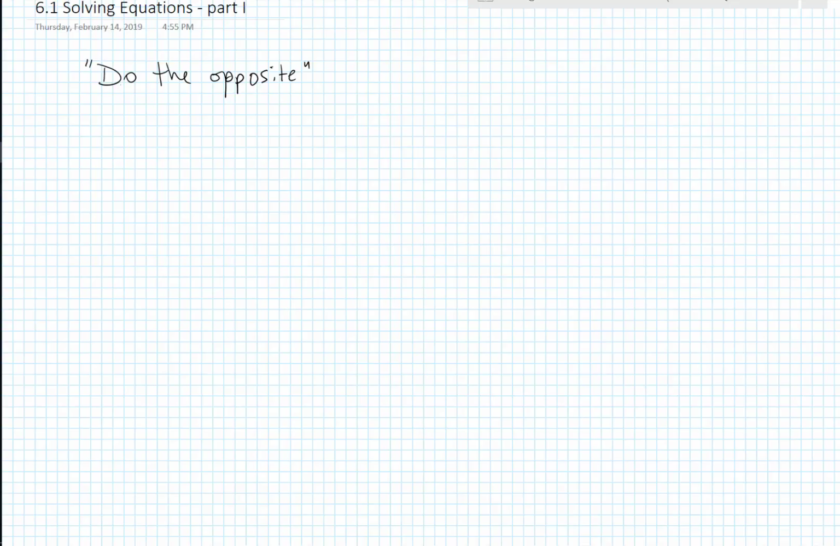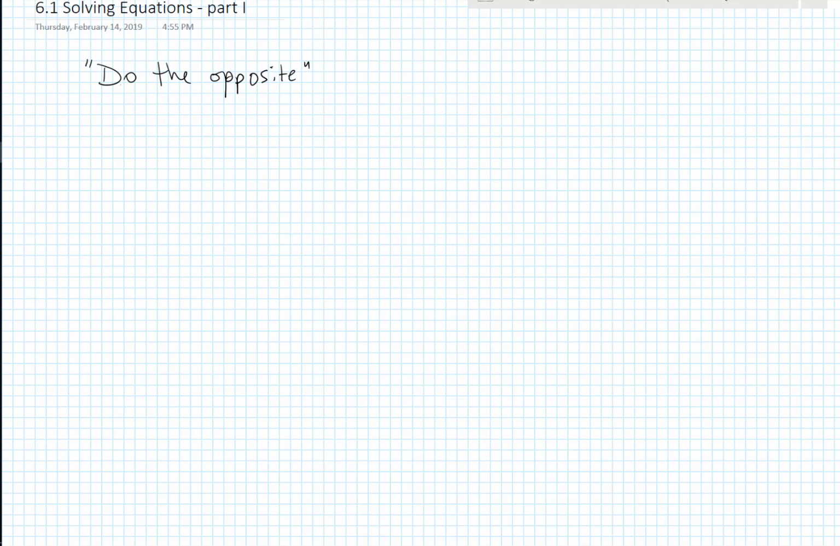So in Chapter 6, we're going to be looking at solving equations and solving inequalities. Strictly speaking, we're going to be looking at solving linear equations and linear inequalities. The techniques that we learn for solving these equations and inequalities may not necessarily work for other types of equations and inequalities. So you have to be a little bit careful, but you're not going to see those for quite a while anyway, so don't worry about it too much.